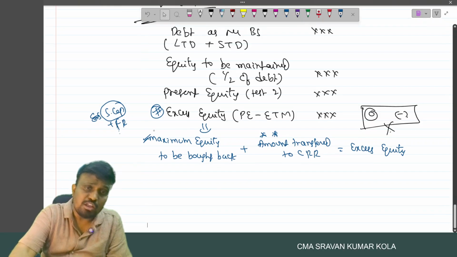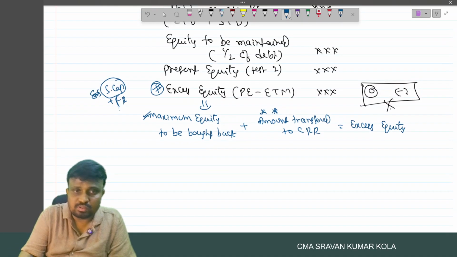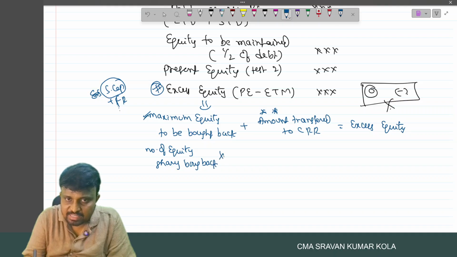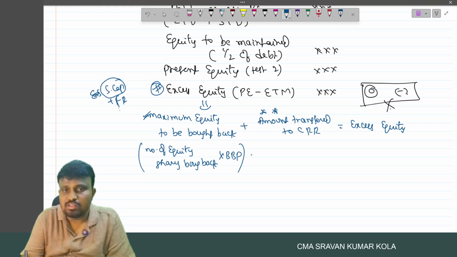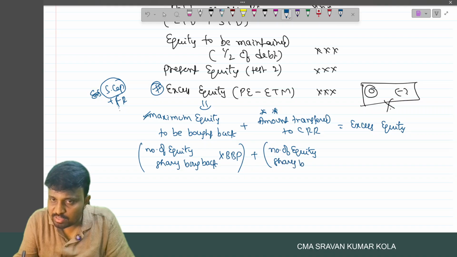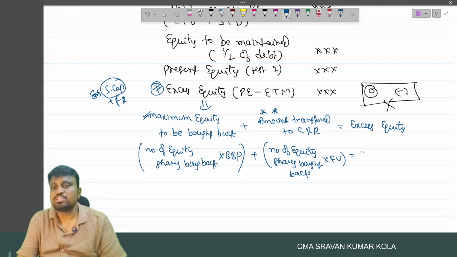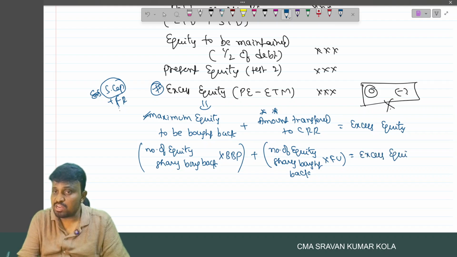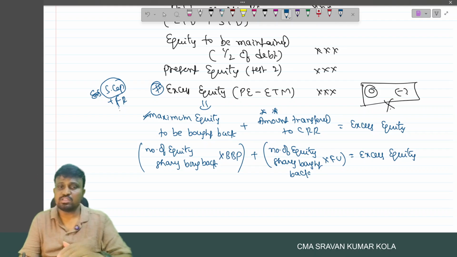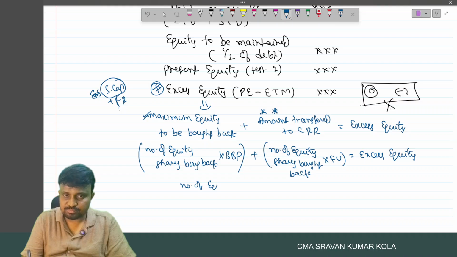Okay. So what does the maximum equity to be bought back mean? Number of equity shares bought back into buyback price, plus amount transferred to CRR, is equal to number of equity shares bought back into face value. So which amount do we transfer to CRR? The nominal value of equity shares bought back out of the free reserves is the only amount transferred to CRR. Okay, into face value. So here the number of equity shares bought back is common.